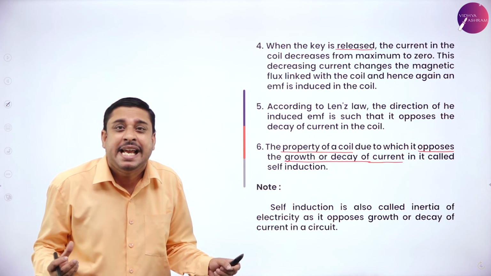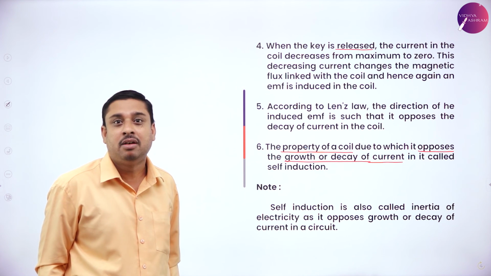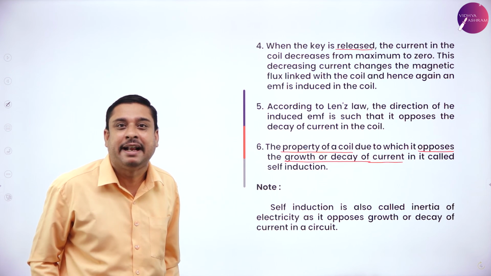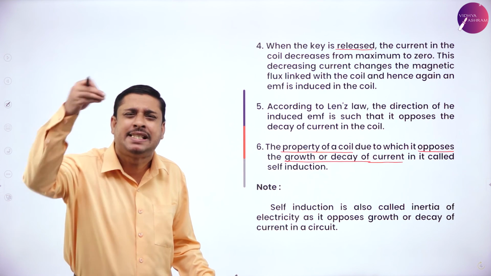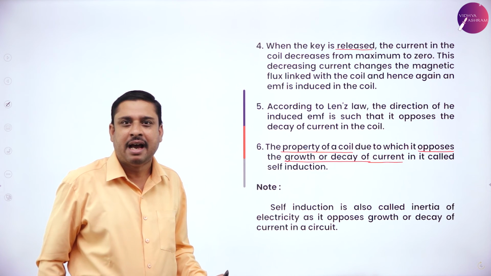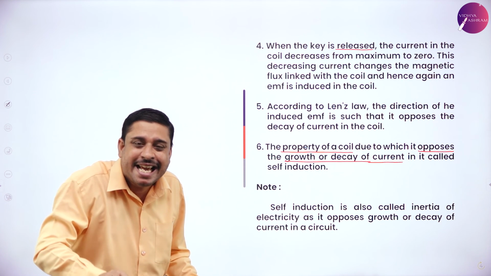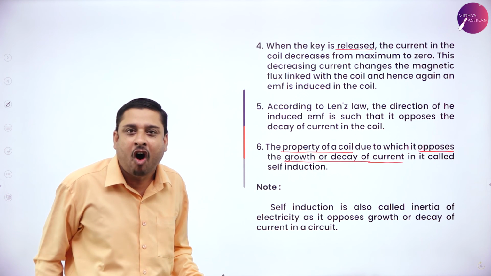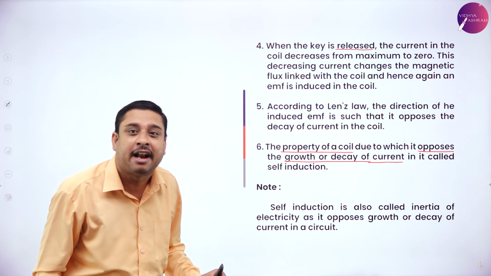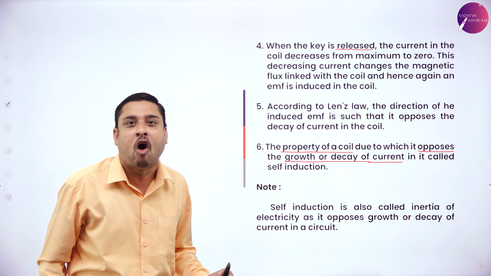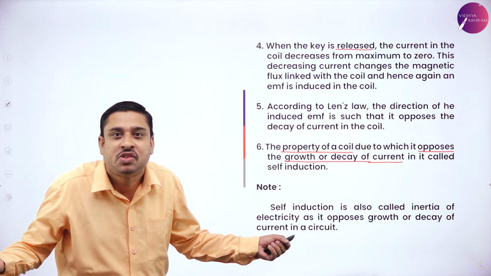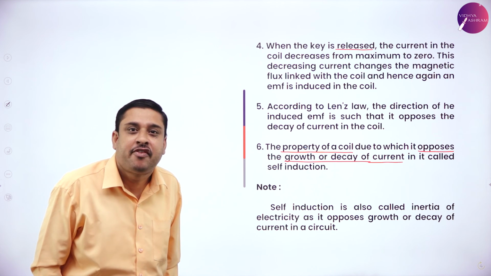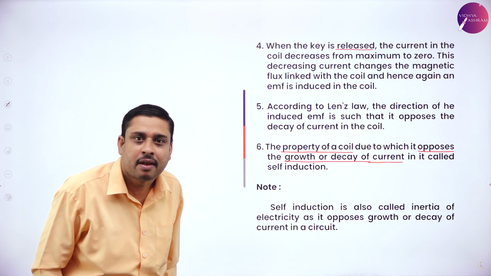So my dear students, beautifully, a phenomenon where EMF is induced in a coil. How? By changing the current flowing through the same coil. Either you increase the current flowing through the coil or decrease the current flowing through the coil, EMF is induced, and that is what is called self-induction.